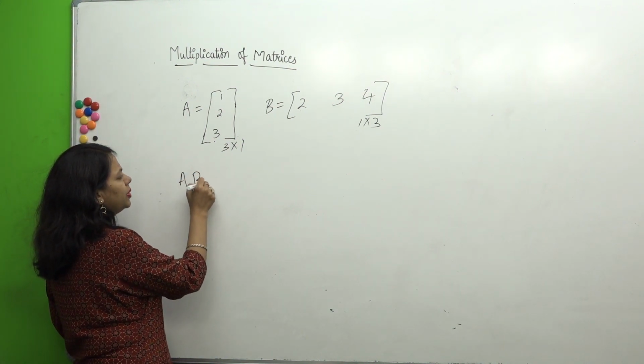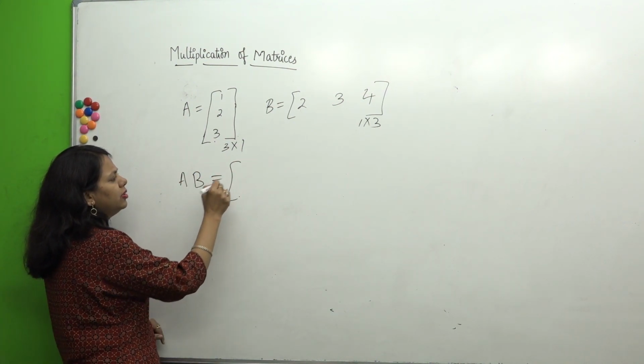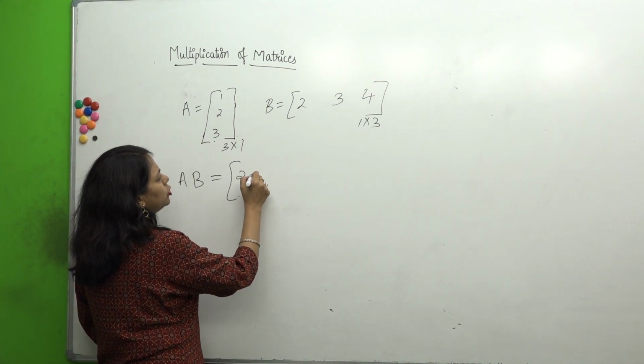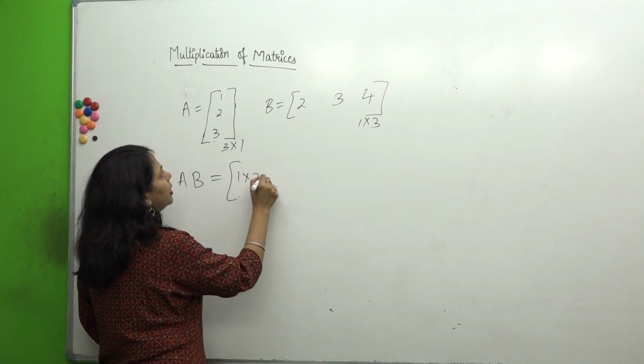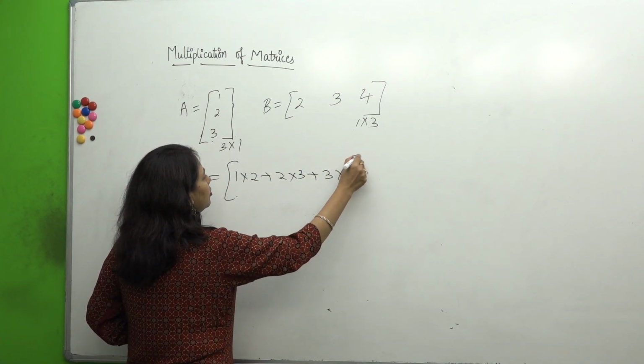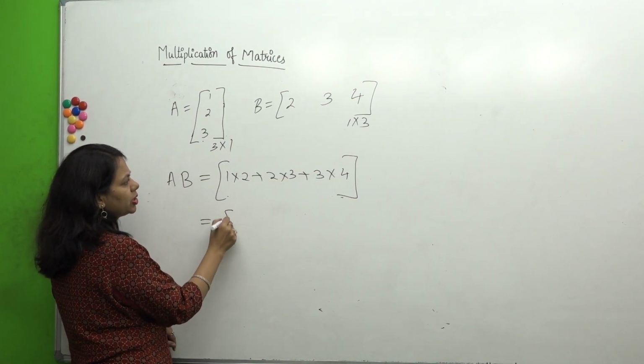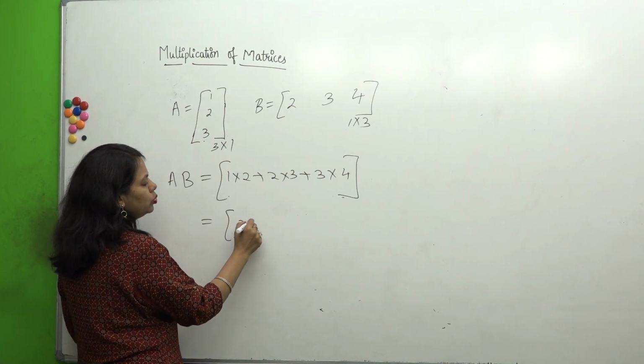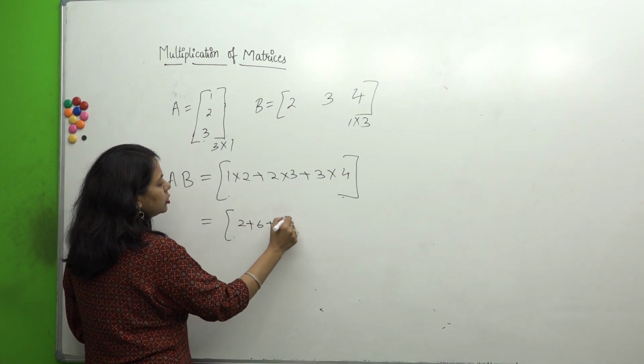So what is AB that we get from here? 1 into 2 plus 2 into 3 plus 3 into 4. So AB, what I get from here is 2 plus 6 plus 12.